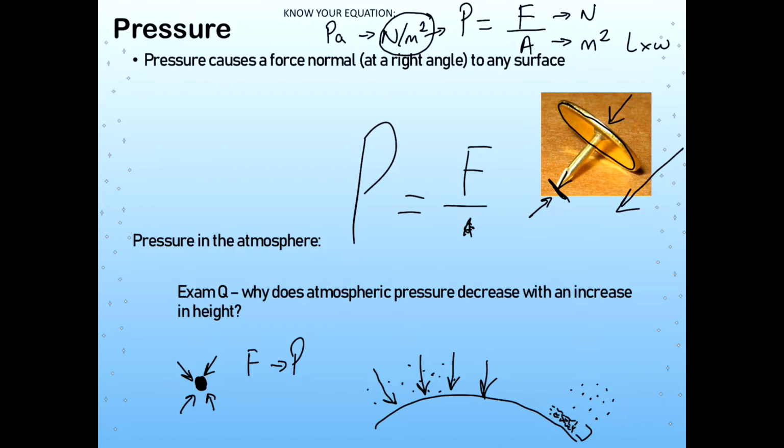So if we're increasing that height, we have a decrease in the amount of air particles that are going to be around, because you've got a lower density, and if there's a lower density there's going to be fewer collisions, and so therefore less force, and so therefore a lower atmospheric pressure.